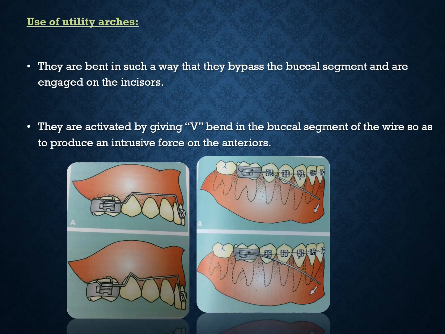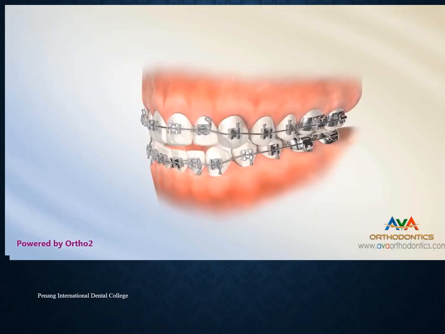Now, use of utility arches. There is something called utility arches that we give in correction of your deep bite. Again, just know the names, you don't need to know the mechanics. They are activated by giving V bends. As you can see here, V bends in the buccal segment of the wire so as to produce the intrusive force. Now I want you all to see a video on how this works.